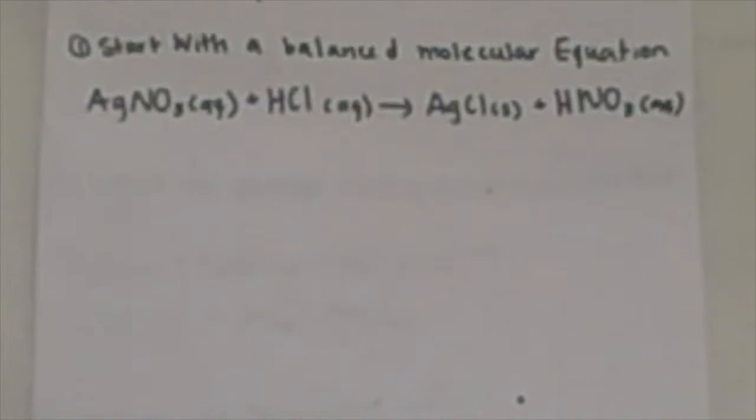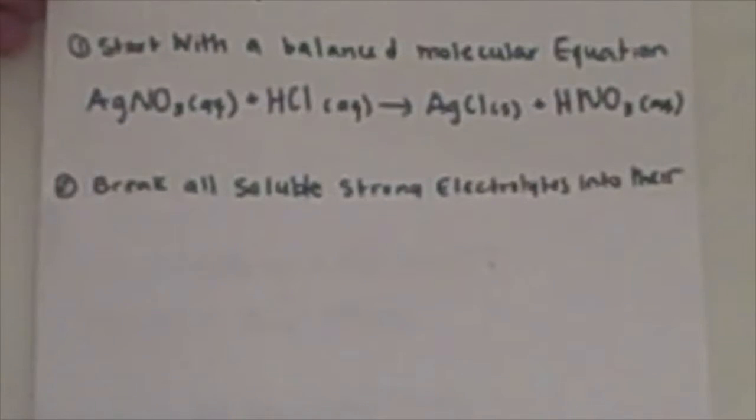As part of your lab, you're going to be asked to write a net ionic equation. Here's just an example of how you do that. You start with a balanced molecular equation. In this example, I'm going to be using silver nitrate reacted with HCl to form silver chloride and nitric acid. You start by breaking all your soluble, strong electrolytes into their ions. Anything that's aqueous is going to break up into its ions.